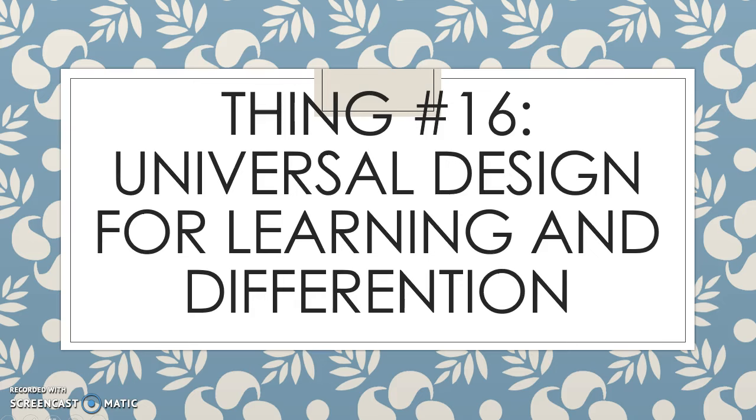Thing number 16 is universal design for learning and differentiation. Differentiated teaching is something every teacher should become a master at. Not all of the students in the class are going to learn the exact same way. I have practiced many types of differentiated instruction. One type I have used is reading a test out loud to a child. This was a learning experience for me.